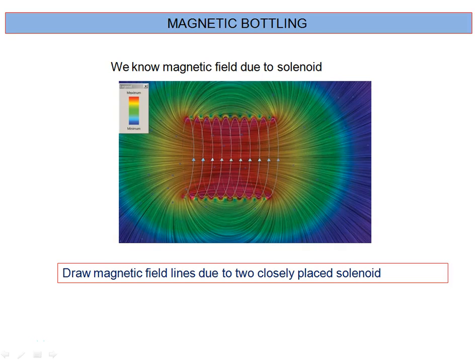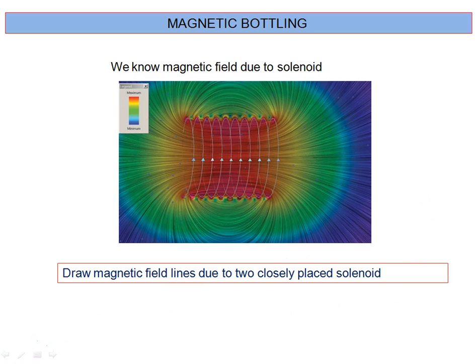Now I will discuss the new topic, that is magnetic bottling. Firstly, what is magnetic bottling? Basically, if we want to capture high temperature zone or very hot particles of hydrogen, which are generally in plasma state, then we can capture these high temperature plasma particles in the magnetic bottle.